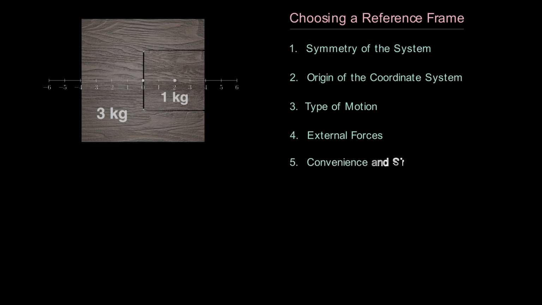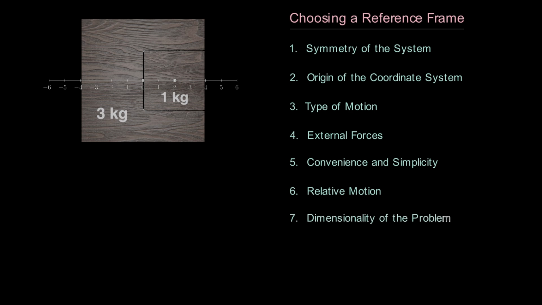Convenience and simplicity. Choose a reference frame that makes the calculations as simple as possible. This might mean selecting a frame that reduces the number of variables, or makes certain integrals easier to solve. Relative motion. If analyzing the relative motion between objects, it might be beneficial to use a reference frame that moves with one of the objects.